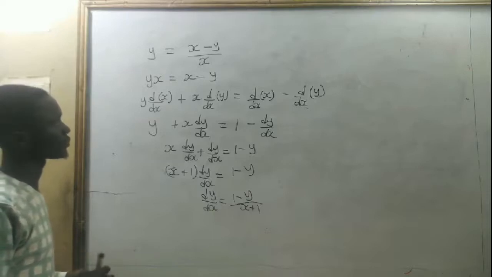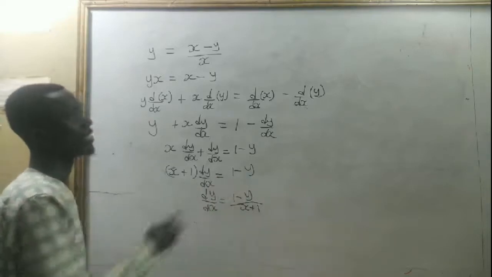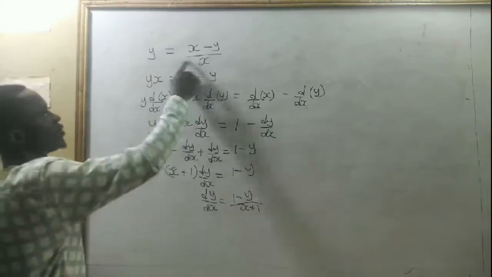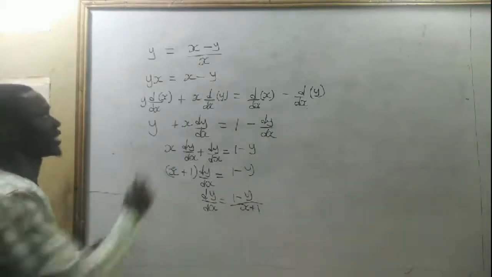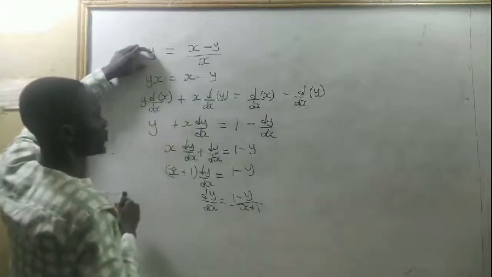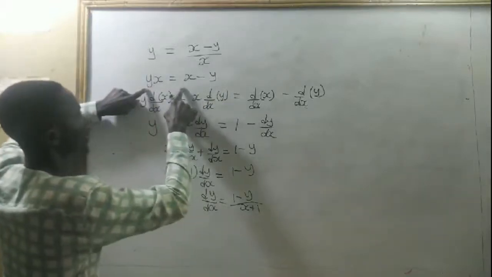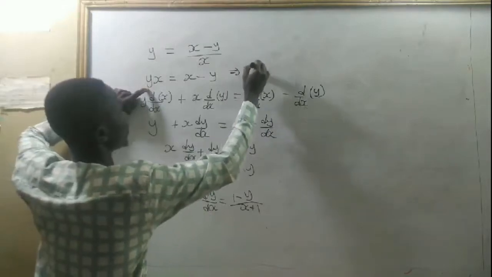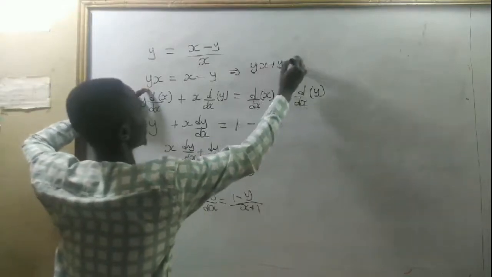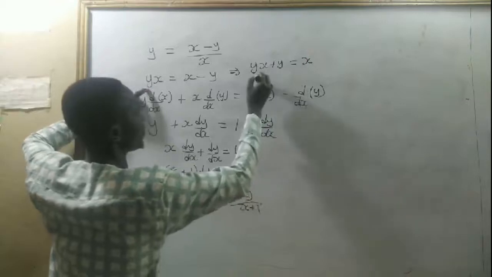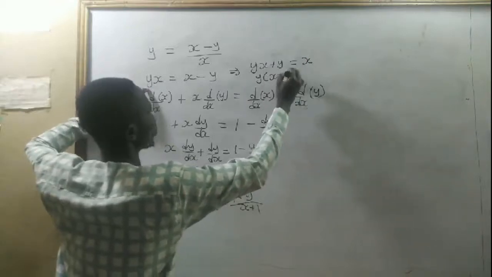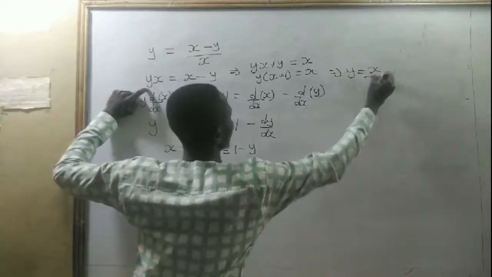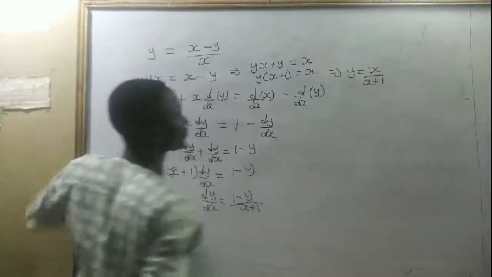Now, note that here we can proceed to remove y, because we can make y the subject. So let's make y the subject from this equation. From here, we can group like terms to get yx plus y equal to x. Here we have y into bracket x plus 1 equal to x. This implies that y is equal to x divided by x plus 1.